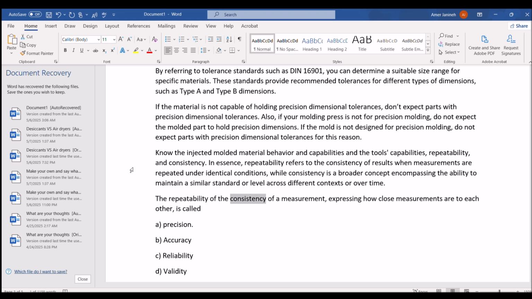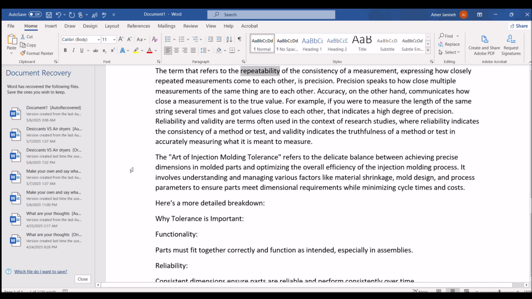The repeatability of the consistency of a measurement, expressing how close measurements are to each other, is called A. Precision. B. Accuracy. C. Reliability. D. Validity. The term that refers to the repeatability of the consistency of a measurement, expressing how closely repeated measurements come to each other, is precision. Precision speaks to how close multiple measurements of the same thing are to each other. Accuracy, on the other hand, communicates how close a measurement is to the true value.